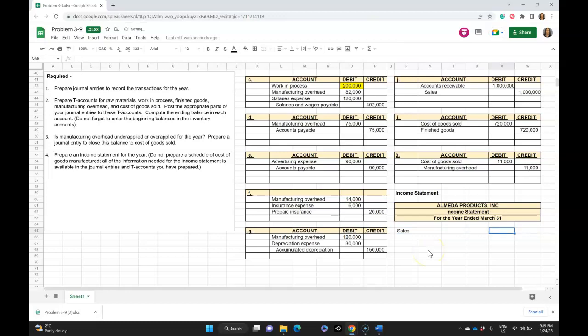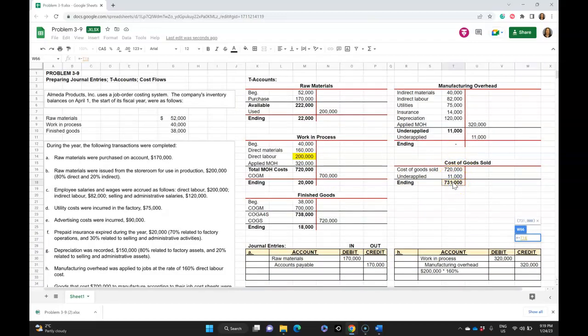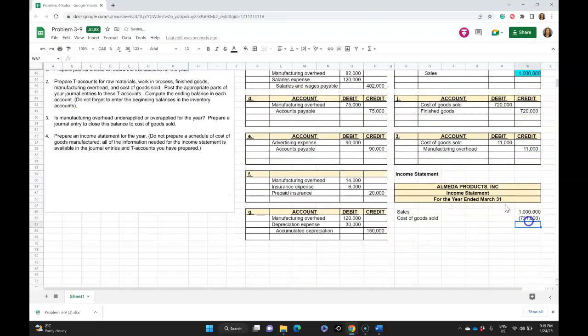So I'm going to start out with my sales, and that's 100,000. So that's the amount that I credited in J. And maybe we'll just color them in blue. And then I subtract my cost of goods sold. I'm going to take it right from here. So it's the 731. So it was the cost of goods sold and then also my underapplied overhead. And then if I take 100,000 and I subtract that from 731,000, that gives me 269,000, and this is called gross margin.